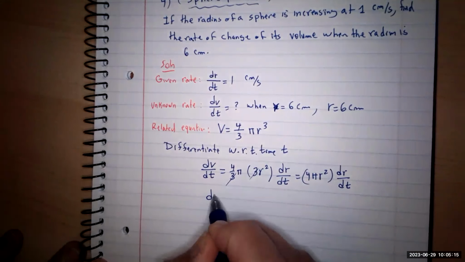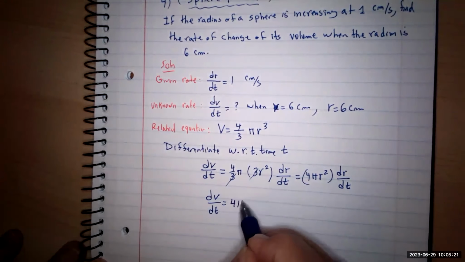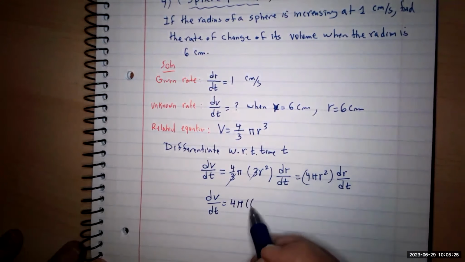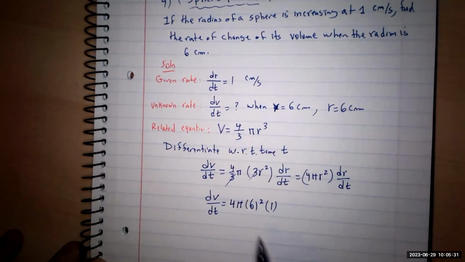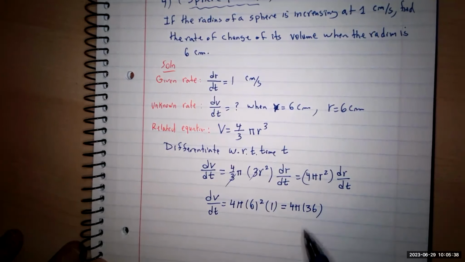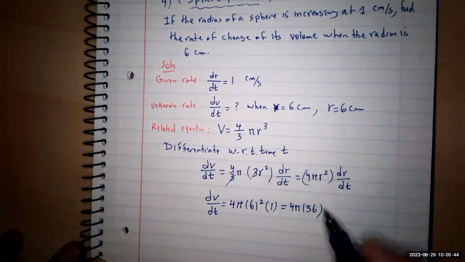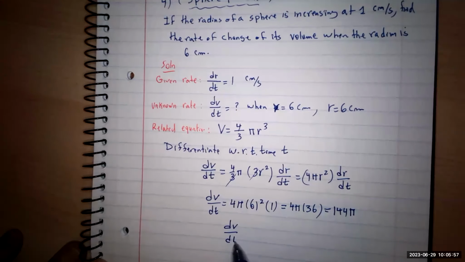So substitute. dV/dt is going to be equal to what? 4 pi times r squared. R is 6, squared, times the rate of r. The rate of r is just 1. That's it. 6 squared would be 36. Okay, 36, and that would be 4 times 36, so that gives you 144. 4 times 6 is 24, 144 pi. So dV/dt is going to be equal to 144 pi.